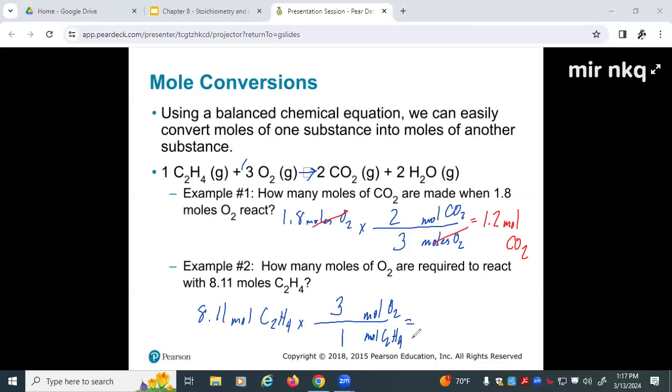8.11 multiplied by 3. My calculator says this. How many digits do I need to round it to? 3. Starting with 3 digits, I need to end with 3 digits. So that's my third digit. That's the one I'm rounding off. 24.3 moles of oxygen would be the correct answer.